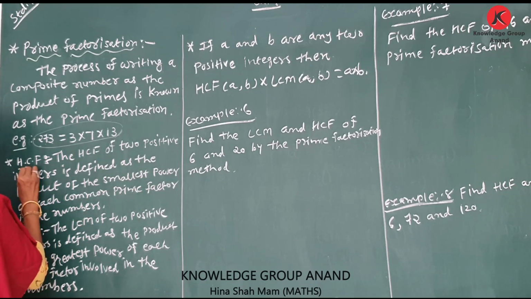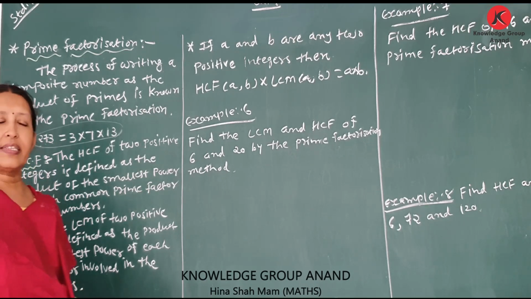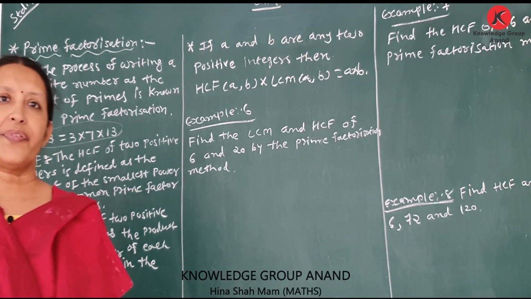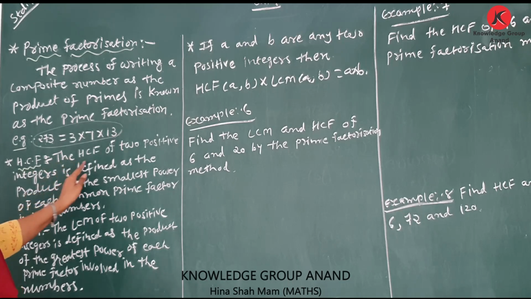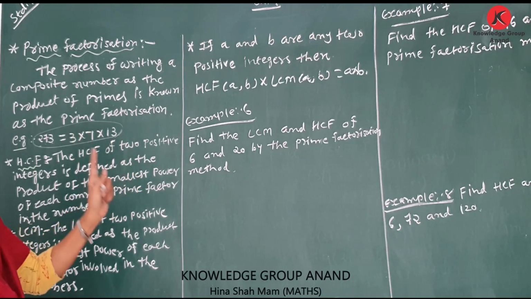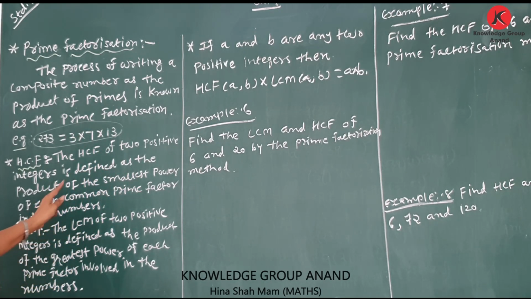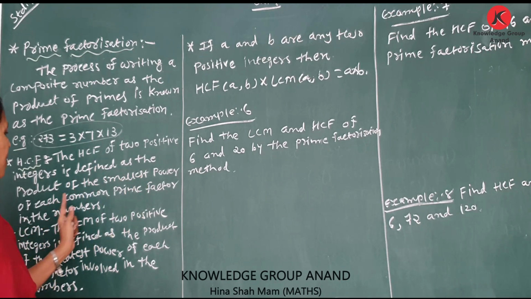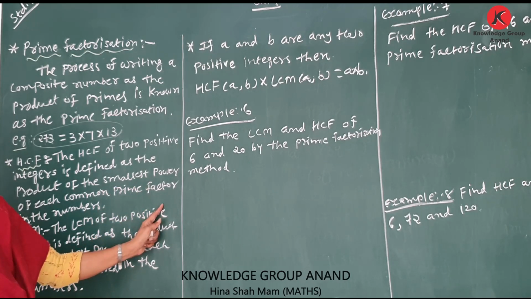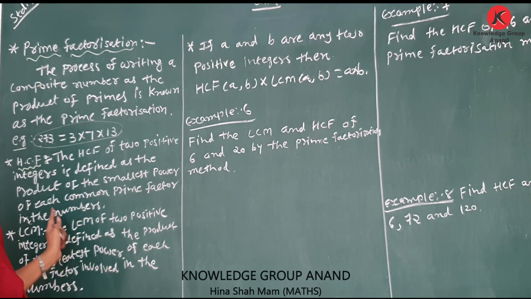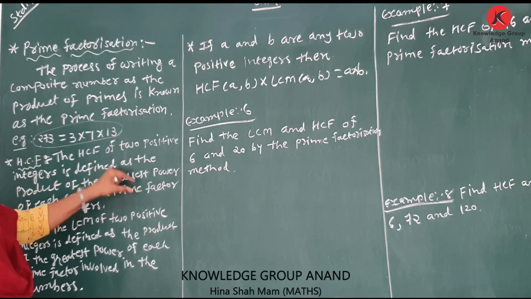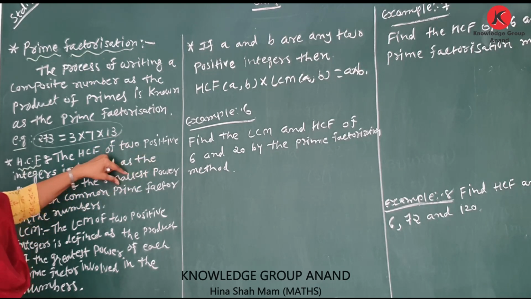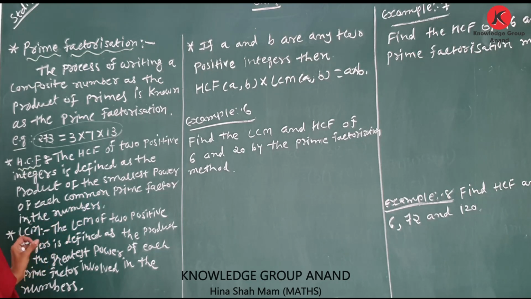Here, HCF. We learned this in 4th standard, 5th standard. The HCF of two positive integers is defined as the product of the smallest power of each common prime factor. In two numbers, the product of the smallest power of each common prime factor is called the HCF of the numbers.